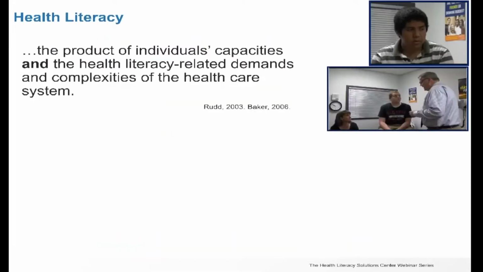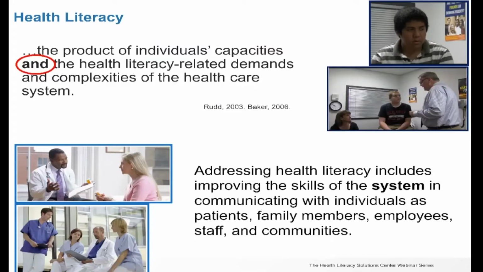The other thing is the evolving conception of what health literacy is. We know that the definition of health literacy focuses on the individual, but we're increasingly recognizing that health literacy reflects the product of those individuals' capacities, as well as the health literacy related demands and complexities of our healthcare system. And therefore, to address health literacy, we must improve the skills of the system and how we communicate with people as patients, family members, employees, staff, communities, etc.